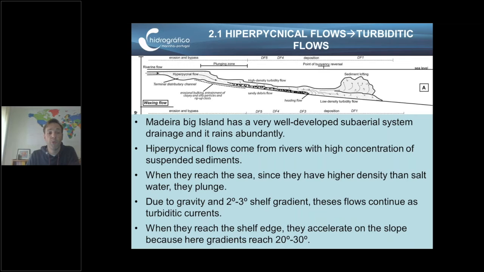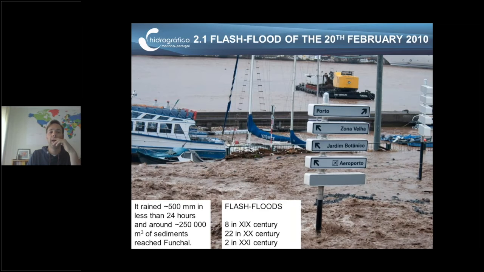And when they reach the sea, since they have a very high density compared to the sea, they normally plunge. And since we have a shelf with 2 or 3 degrees of gradient, these flows continue as turbidity currents by the action of gravity. So when they reach the shelf edge, they normally accelerate on the slope. And because the slope here reaches around 20 to 30 degrees, they start really incising the slope and forming the gullies.